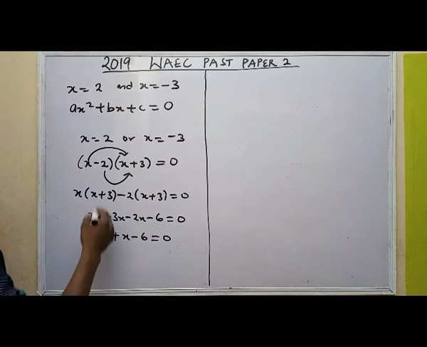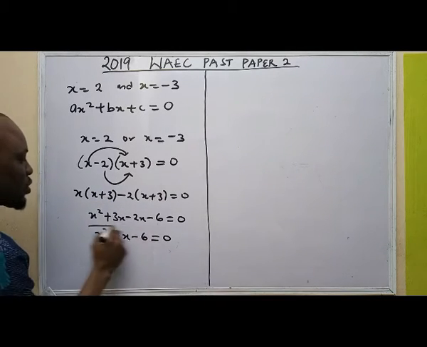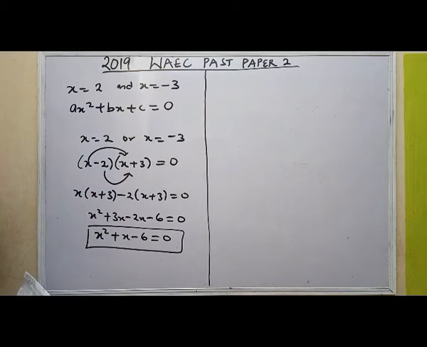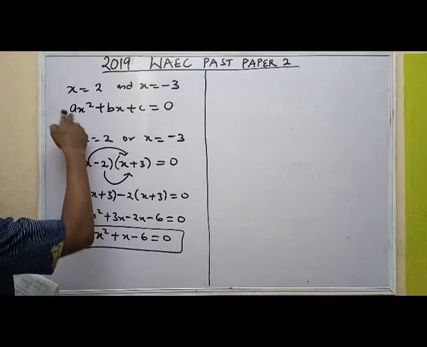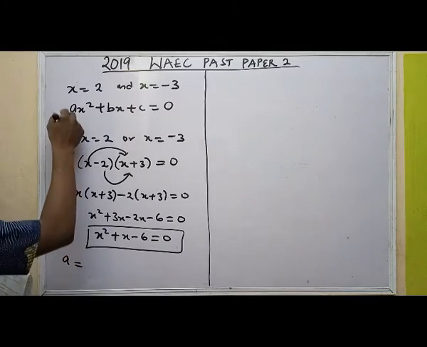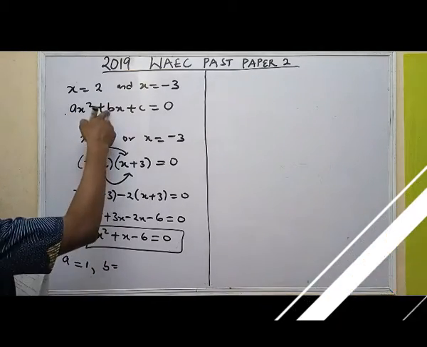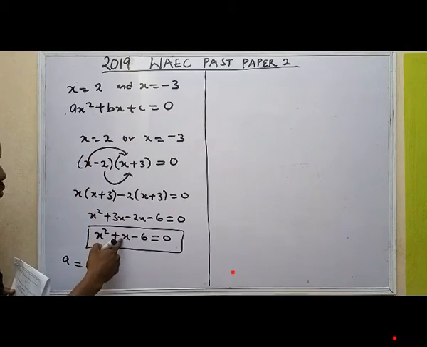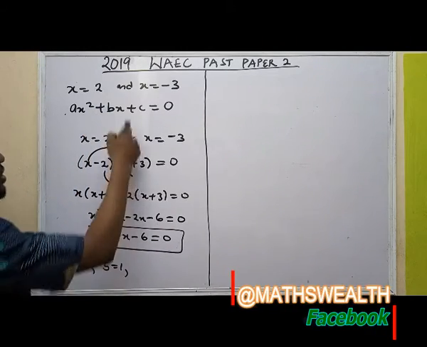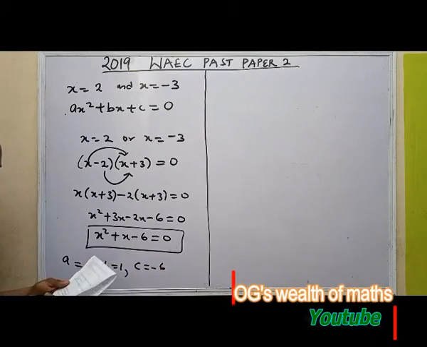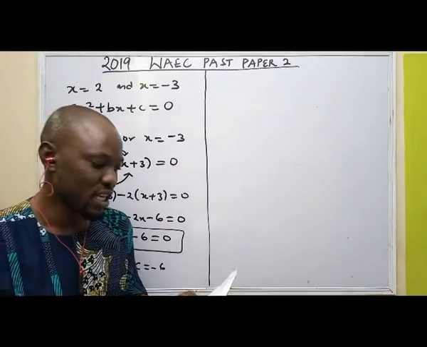Therefore, if I want to compare this equation with ax squared plus bx plus c, I'm going to get the values here. So I'm going to compare coefficients, comparing this and this. a is 1 here. b, the coefficient of x here, is also 1. Then c is negative 6. So that's it. Very simple. So now those are the values of a, b, and c.